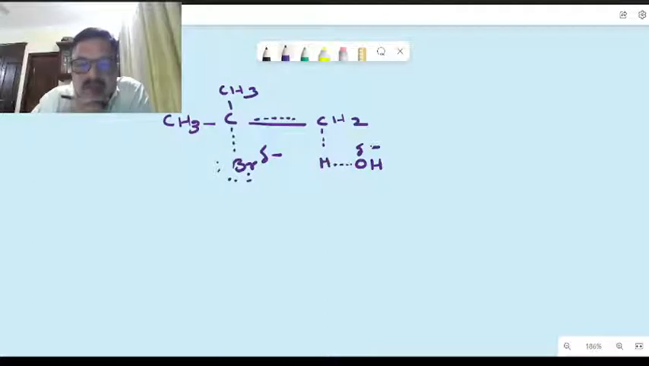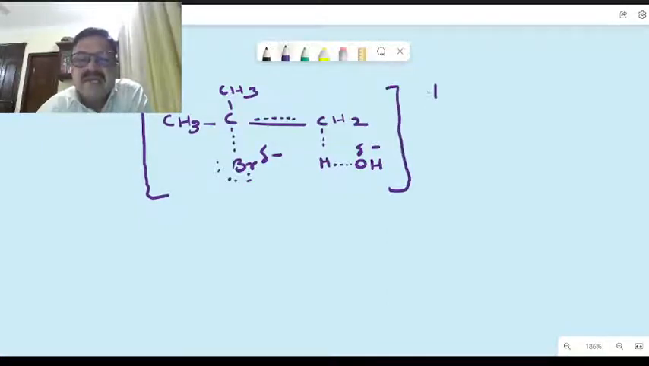So how many bonds are partially formed here? 1, 2, 3, 4 bonds here. Okay, how many atoms are involved here? 4 atoms are involved. So the transition state, we can just draw it in this fashion. That is a double dagger here. We can put it. So 4 atoms are involved here. This is the transition state, 4 atoms.